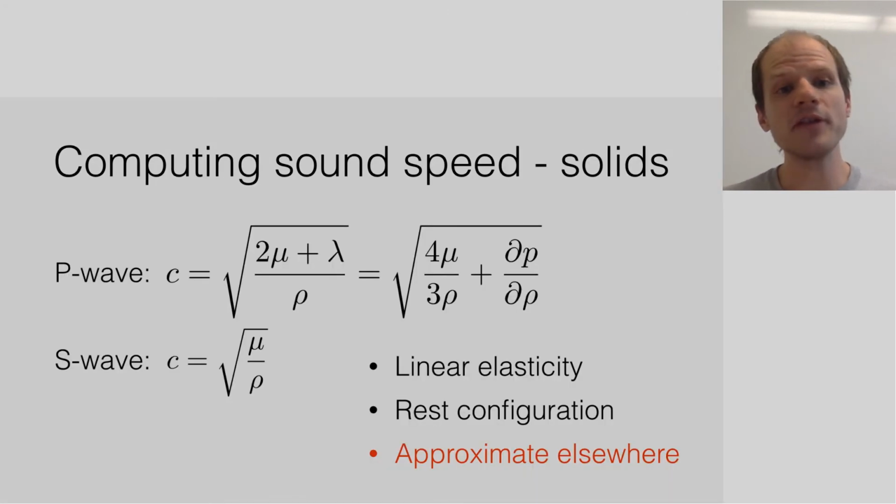In the case of solids, however, the sound speed is much more difficult to compute. The left two formulas are based on linear elasticity at the rest configuration. This gives us the formulas in terms of mu, lambda, and rho. Using the bulk modulus as an approximation, we get the formula on the top right. This is a formula obtained from the engineering community, which has then been adapted into computer graphics. But we note that this formula is only approximate.